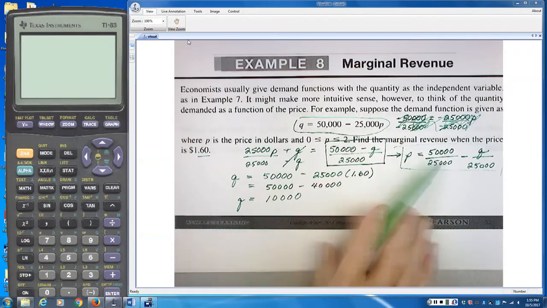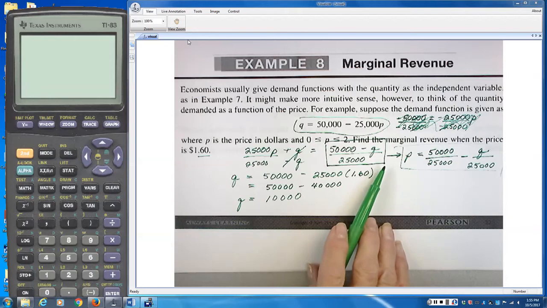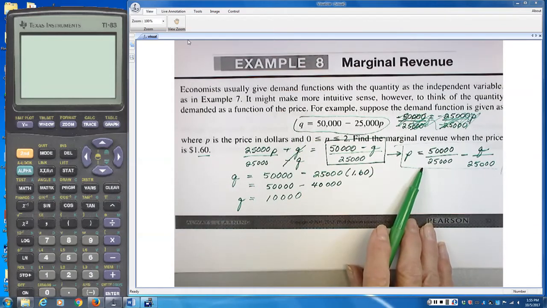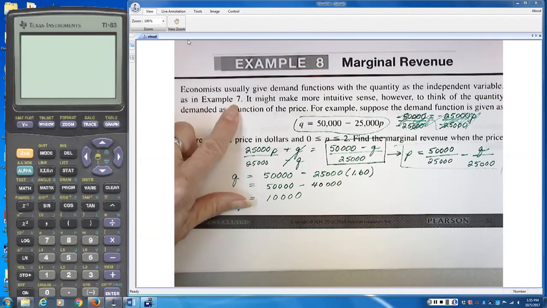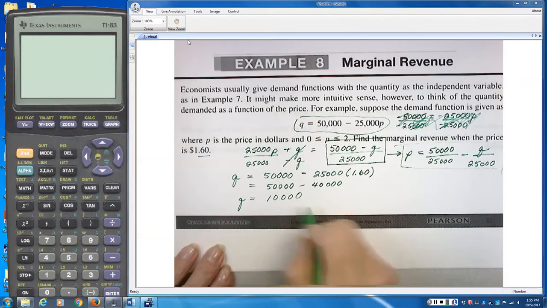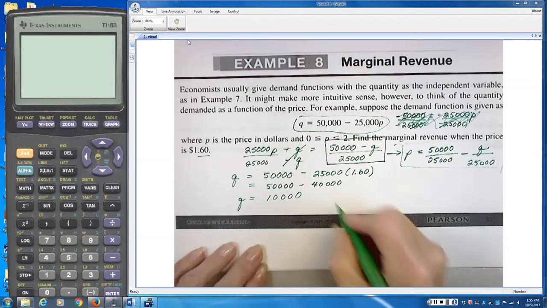So these two equations are really the same equation, the same relationship, but one of them is solved for Q, and this was the original function that we had solved for P that we did with example 7. Yeah, it's the exact same as what we had in example 7. So that's where this actually came from. Okay? So Q is 10,000, and that's exactly the same result when we did the other problem. So the quantity is 10,000 units.